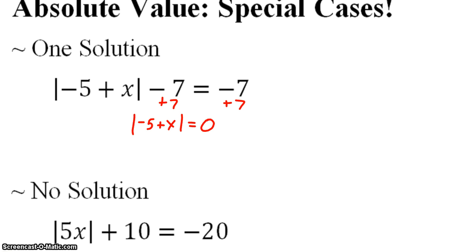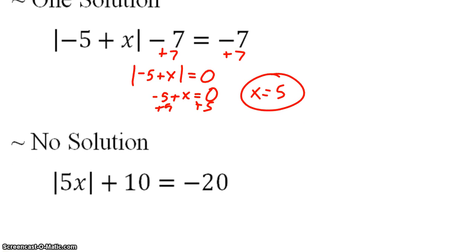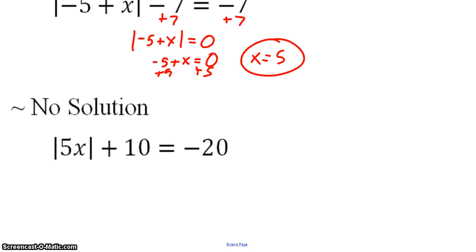So, negative 5 plus x equals 0. Add 5 to both sides. X equals 5. So we just get one solution in that case. Now it is also possible to get no solution. No solution will happen right here, and I'll show you an example of it, and then we'll talk about why that happens.